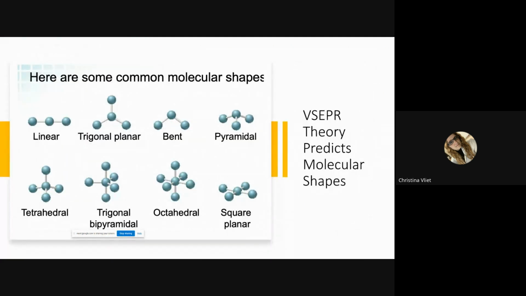So these are some of the common molecular shapes. You do not have to write these down, but you were supposed to memorize these. There's a couple of them that are always polar. Do you remember which ones?